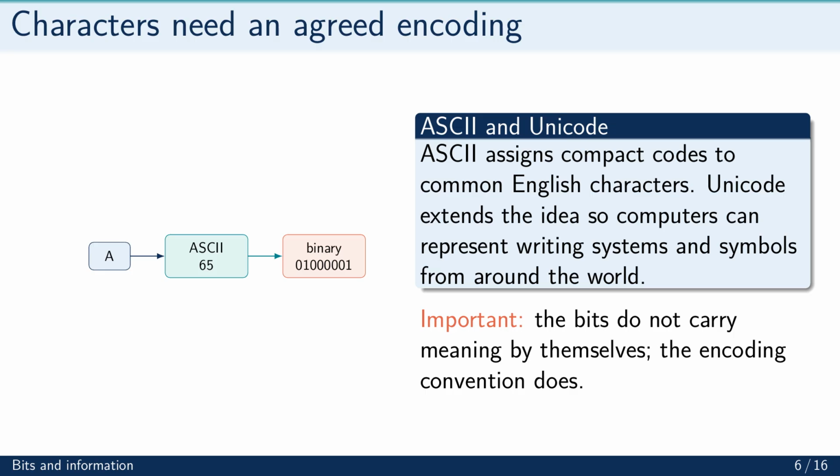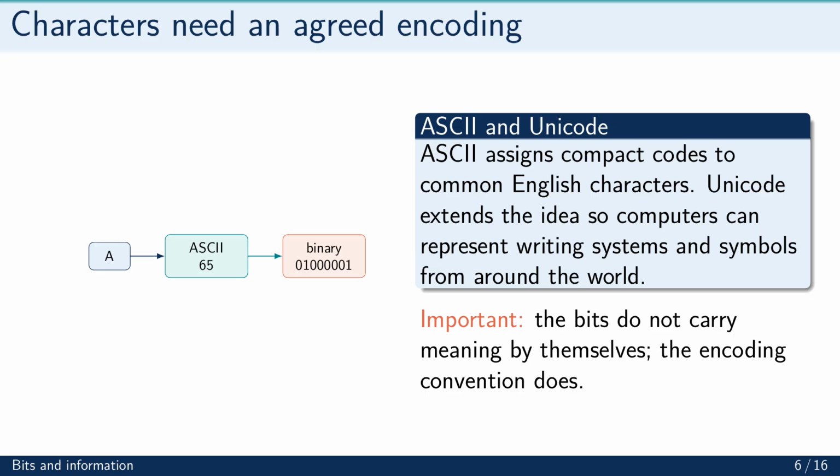Characters require an agreed-upon encoding so that different programs and devices can interpret the same bits consistently. In the example, the character A is associated with the ASCII value 65, which is stored in binary as 01000001. ASCII is compact and works well for a core set of English letters, digits, punctuation marks, and control characters. However, modern communication requires far more characters than ASCII can provide.